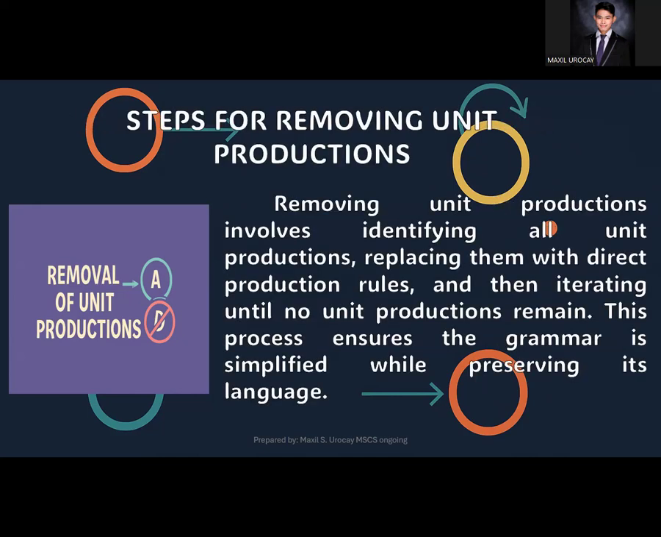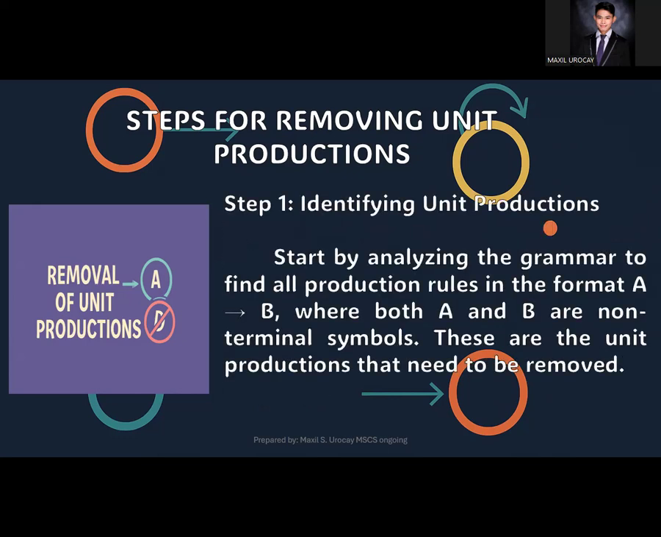Now, there are steps for removing unit production. Removing the unit production involves identifying all the unit productions, replacing them with the direct production rules, and then iterating until no unit productions remain. This process ensures the grammar is simplified while preserving its language. So the first step is to identify the unit production.